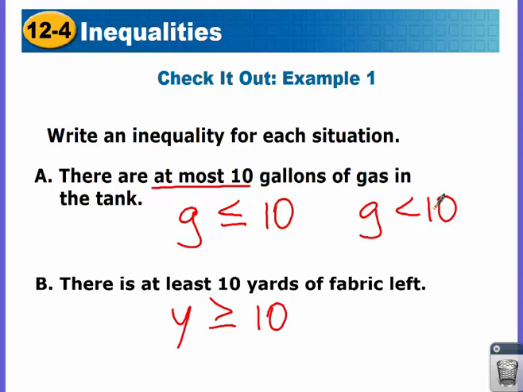If I said in the second one, there is at least 10 yards of fabric, what if I said there is more than 10 yards of fabric? Or there is greater than 10 yards of fabric? Then our inequality statement would just change to a greater than symbol. Okay, so there are phrases that represent greater than or equal to, less than or equal to, and phrases that mean just greater than or less than, where it doesn't include the value. It's going to be more than that.